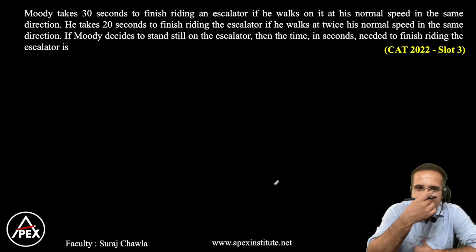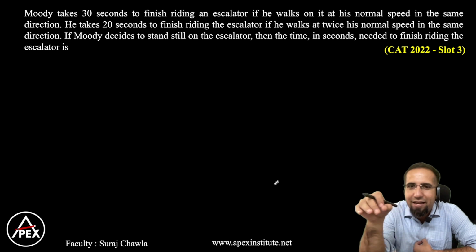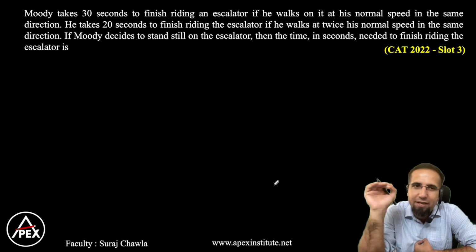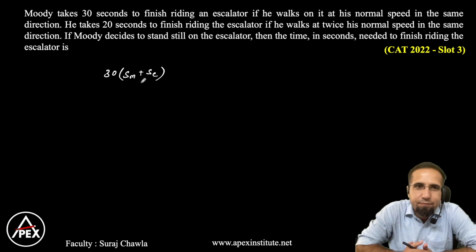So let's look at the question here. Moody takes 30 seconds to finish riding an escalator if he walks at a normal speed in the same direction. So time taken is constant. Clear? That's the speed of Moody and he is moving in the same direction. That's the speed of the escalator.